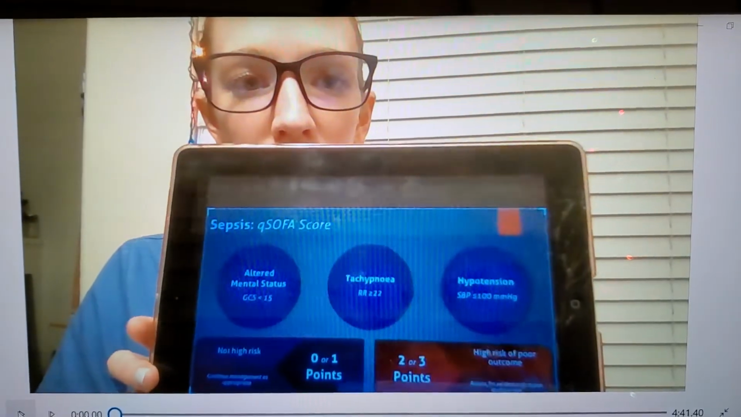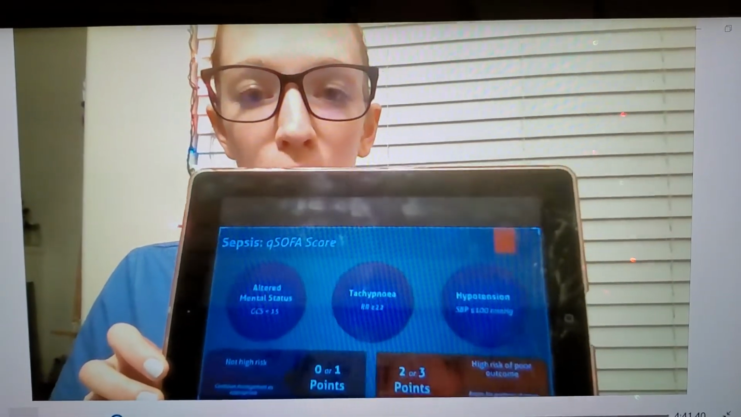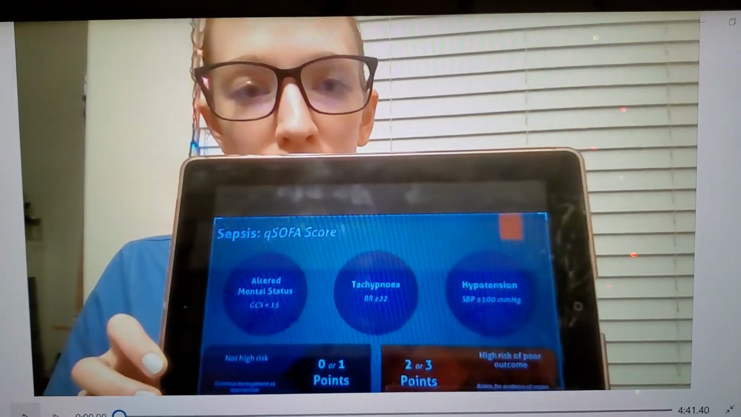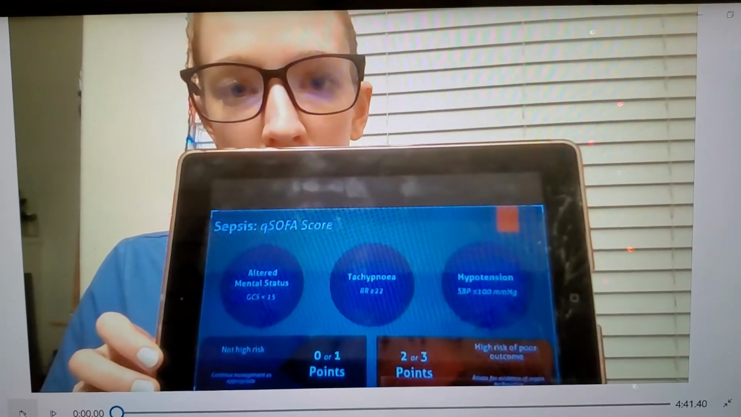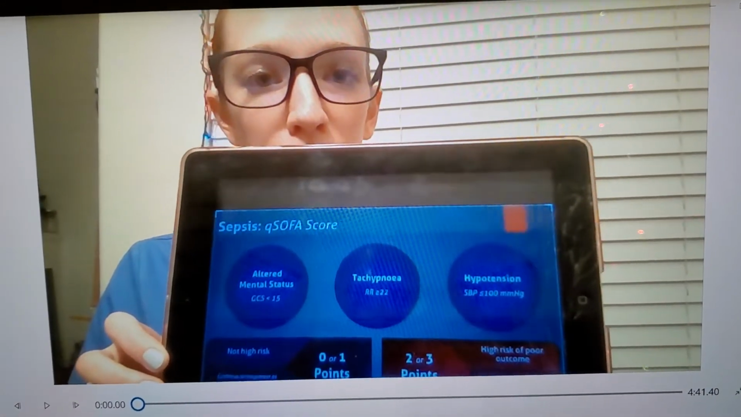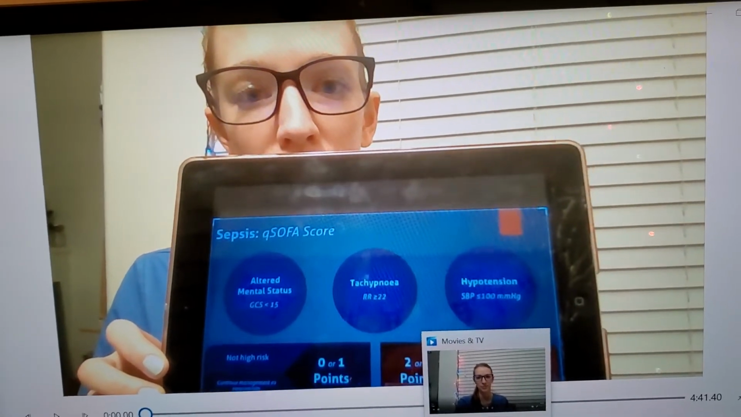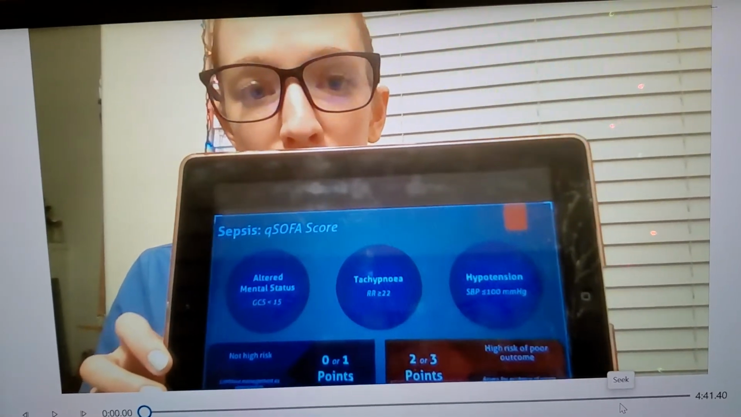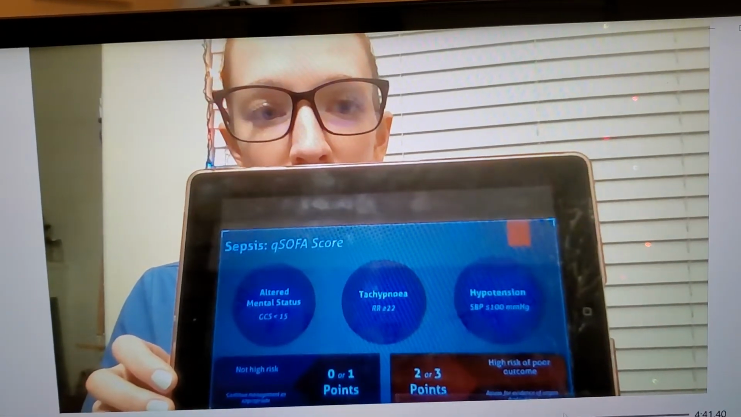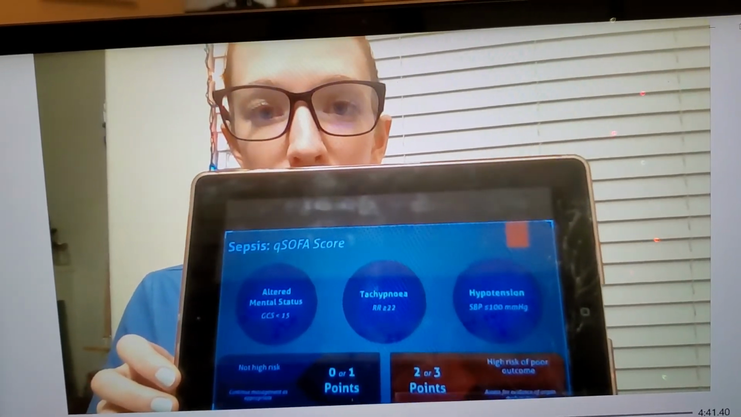As you can see here, QSOFA can be easily obtained through basic assessment data for patients who are suspected to have an infection. The criteria points in this score are altered mental status with Glasgow Coma Scale less than 15, tachypnea with respirations greater than 22, and hypotension with a systolic BP of less than 100. By familiarizing nurses with the QSOFA criteria, providers can be alerted sooner rather than waiting for lab results in order to get further evaluation from providers and start sepsis bundles sooner.